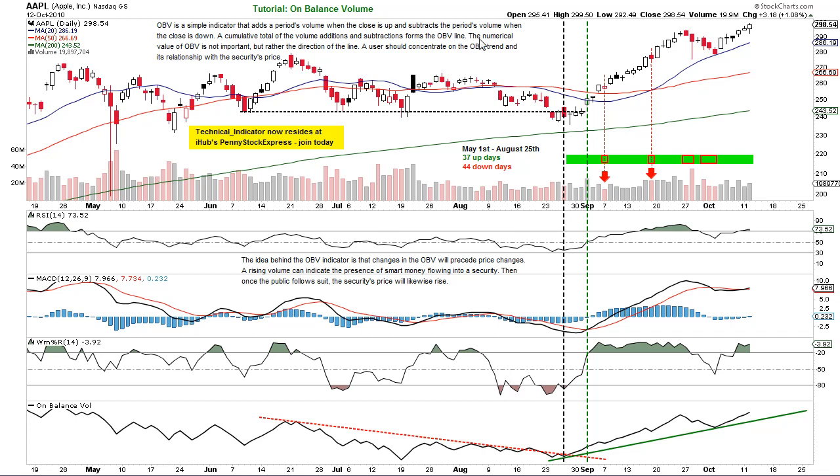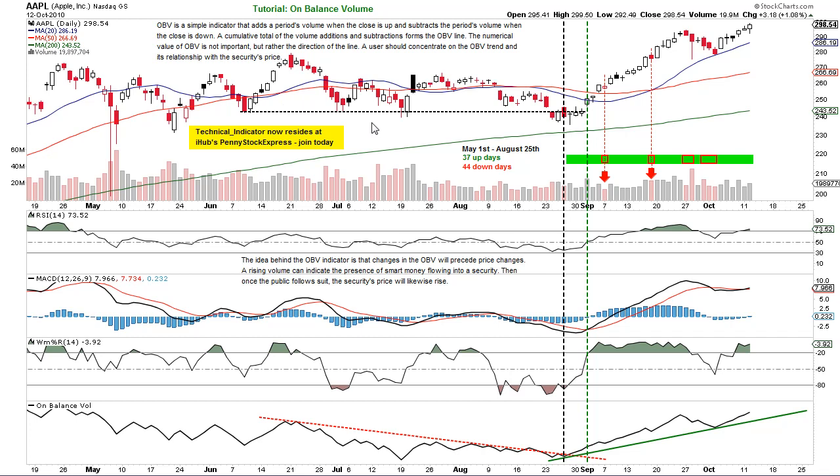Now you get a numerical value? No. There is no numerical value and it's not important. The direction of the line is. So a user should concentrate on the OBV trend and its relationship to the security's price. I believe price action is number one. I believe volume is number two. This is what I believe. You have to develop what you believe.